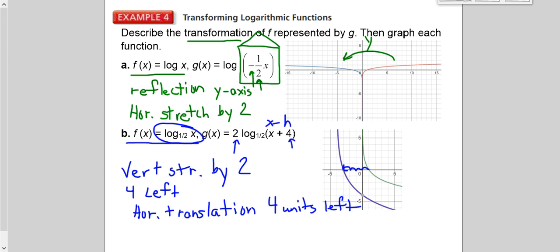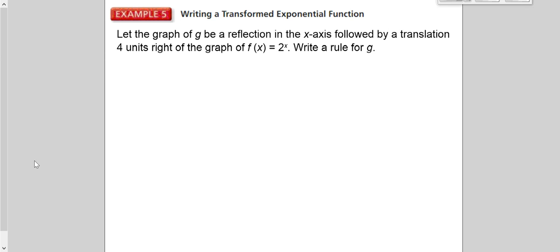All right, and there's example 4, applying transformations to logarithms. Write a transformed function. Okay, so we're starting with 2 to the x power. So what do we have to do to our f of x? Think about it in general terms. Let the graph of g be a reflection in the x-axis, followed by a translation 4 units to the right.